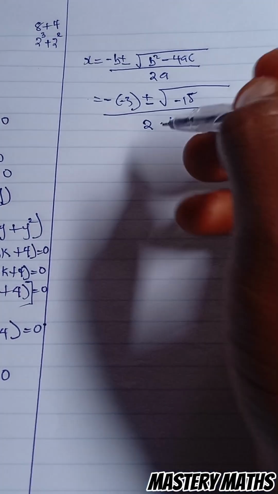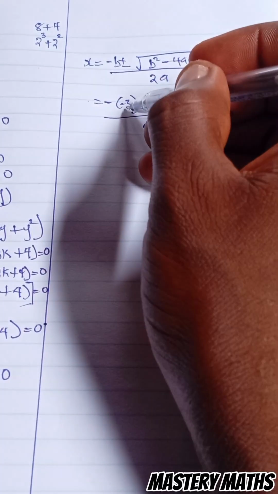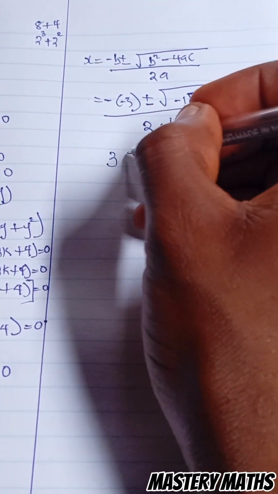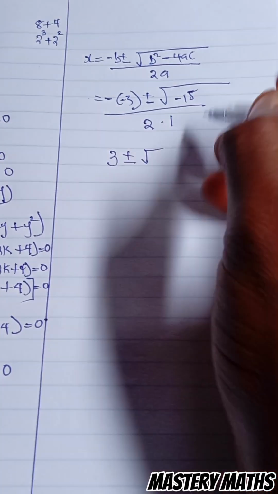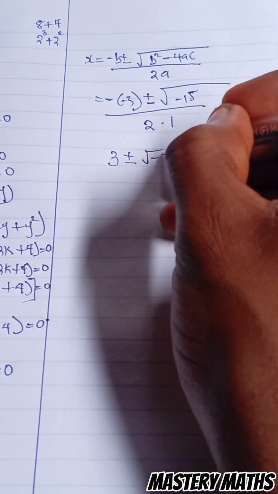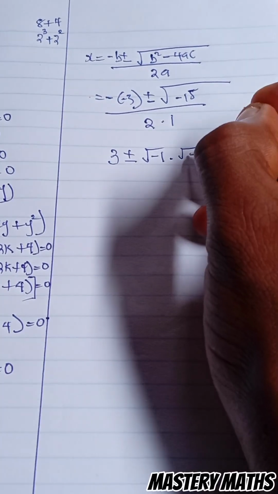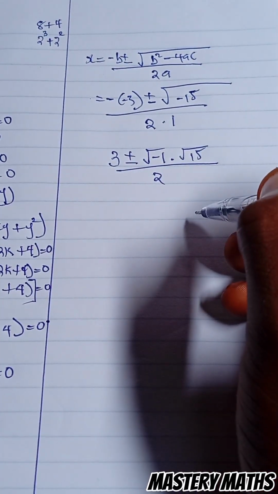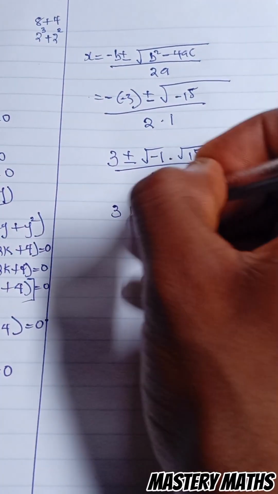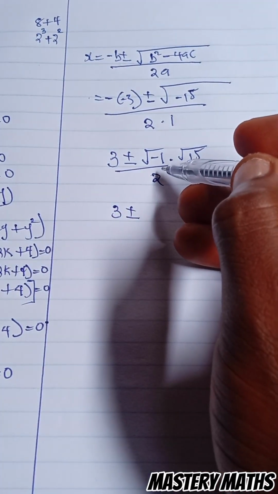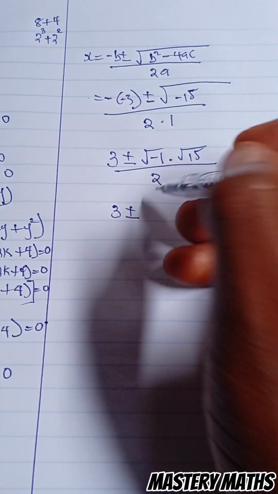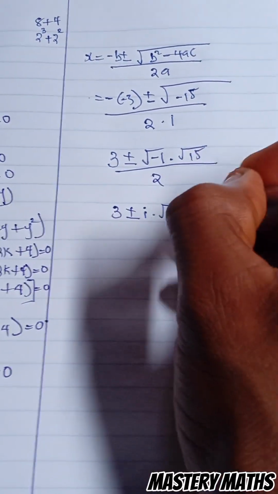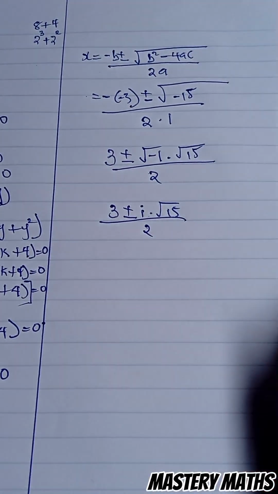Now what should you do? You have minus of minus 3, which will give us positive 3, you have your plus minus. Now if you have the root of 15, you want to look for the factors of 15. You have your minus 1 times your 15, all over your 2 times 1, which is 2. Now you have your 3 plus minus. The root of minus 1 becomes your i, a complex number, times your root 15, all over 2.